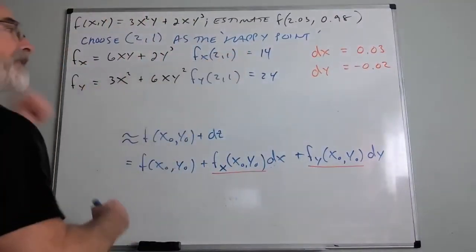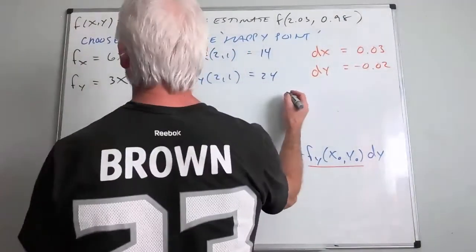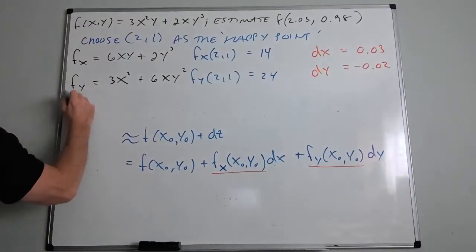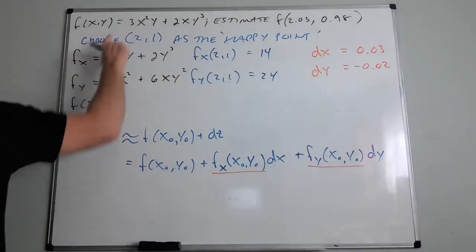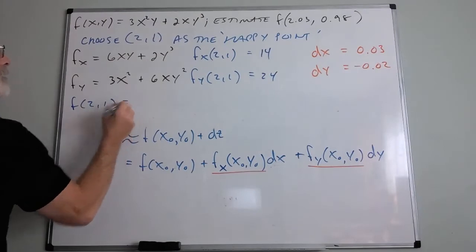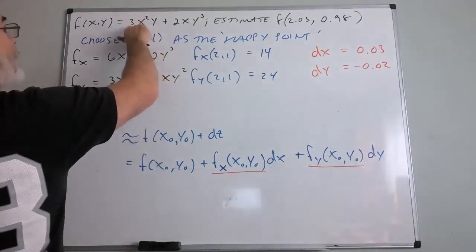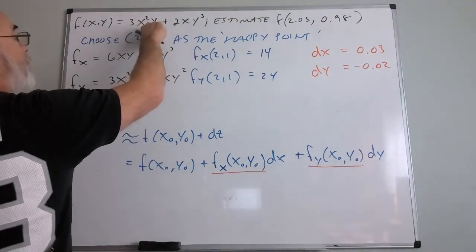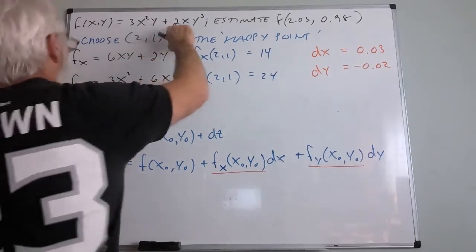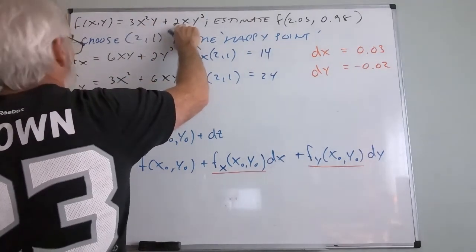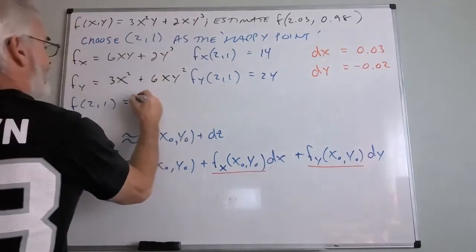So I got that. And then the last piece of the puzzle is, what is f of 2, 1? I'm going to put 2, 1 into the original problem. So 3 times 2 squared times 1, that's 12. 2 times 2 times 1 cubed, that's 4. So it looks like that's 16.